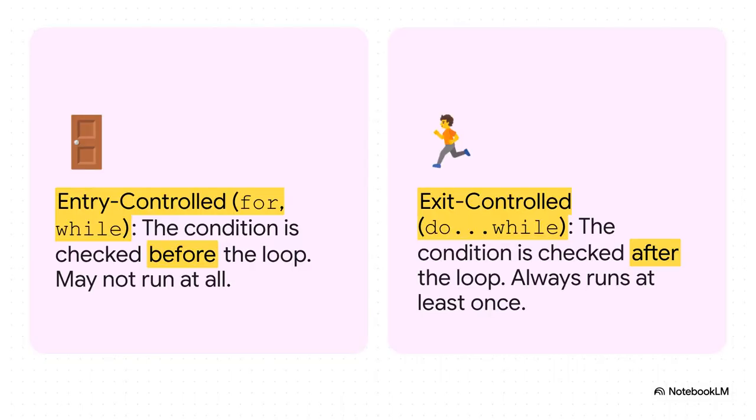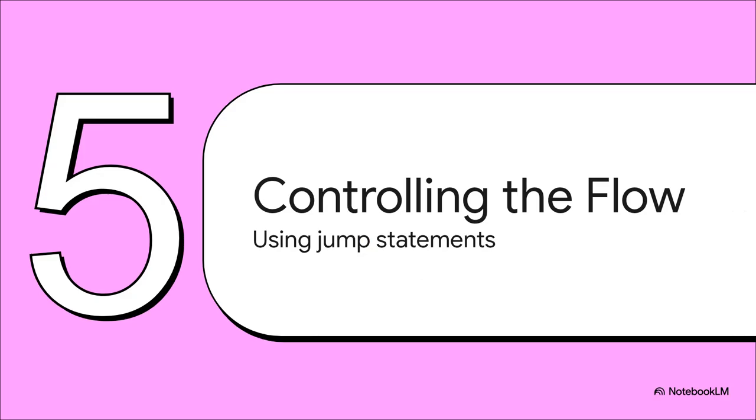Now here's a really important detail about loops. When do they check their condition? Most loops, like for and while, are what we call entry-controlled. They check the condition before they run the code inside. This means if the condition is false from the get-go, the loop might not run even once. But then you have the exit-controlled do-while loop. It runs the code first and then checks the condition, and that guarantees that the code inside will always run at least one time.